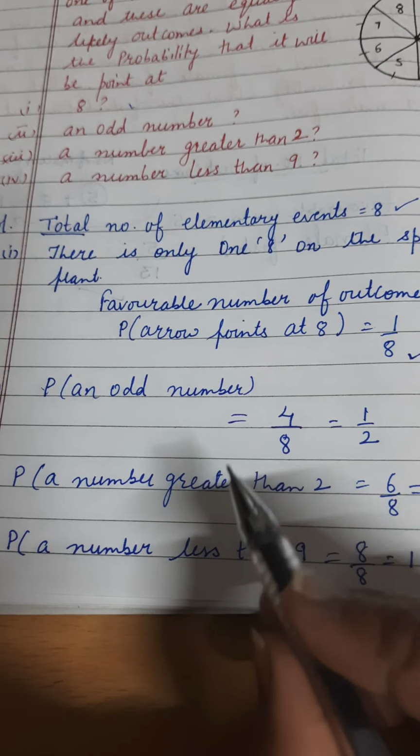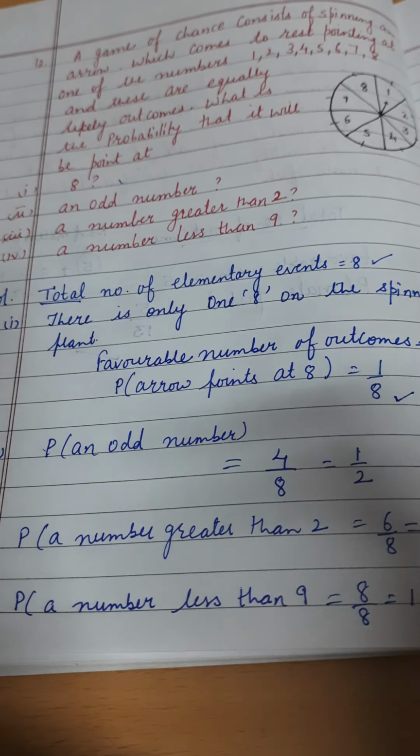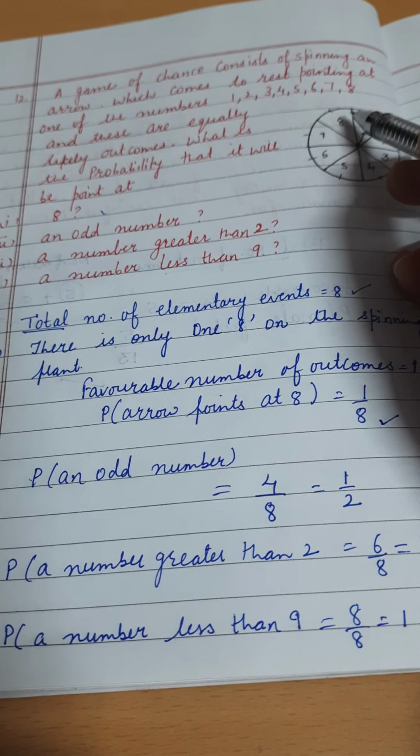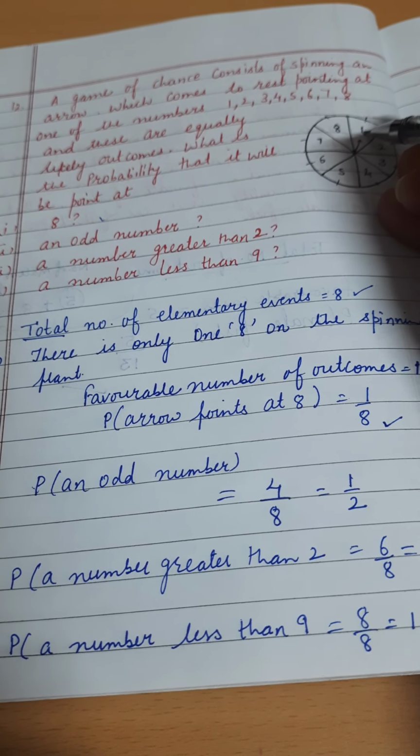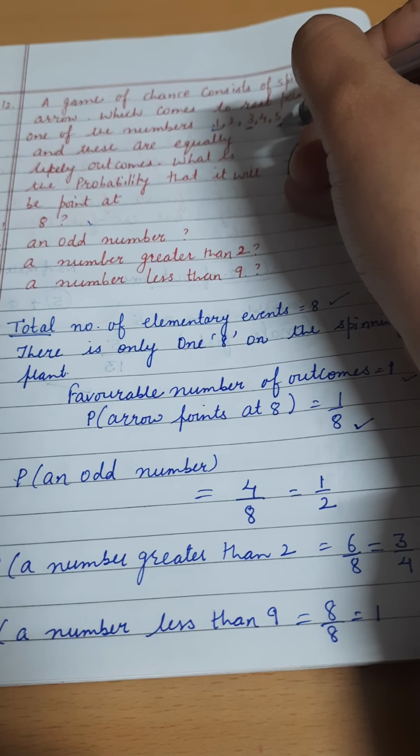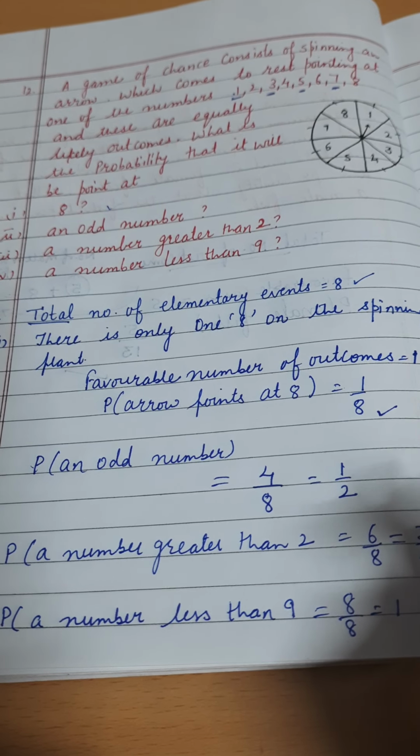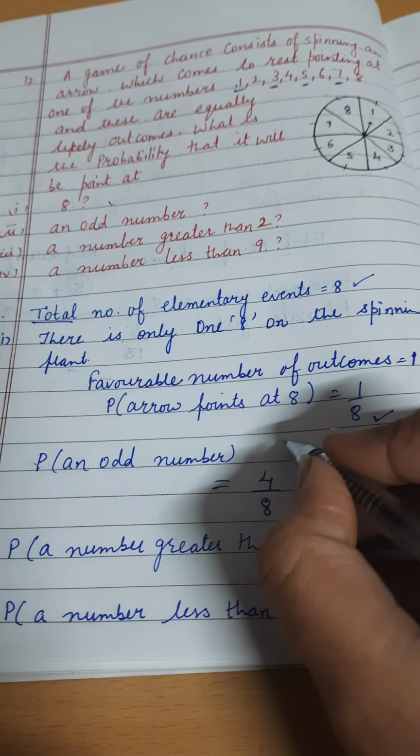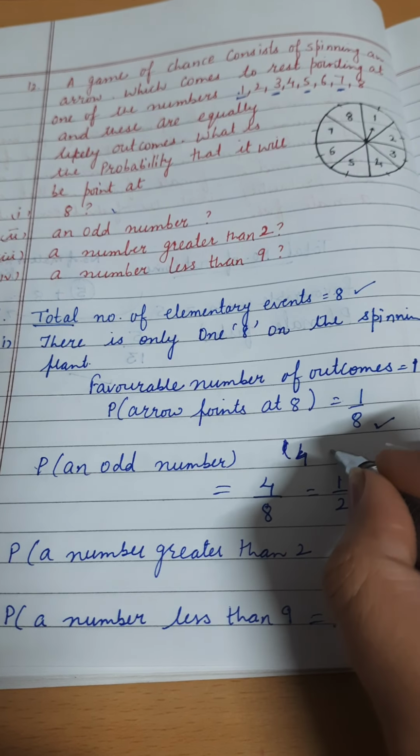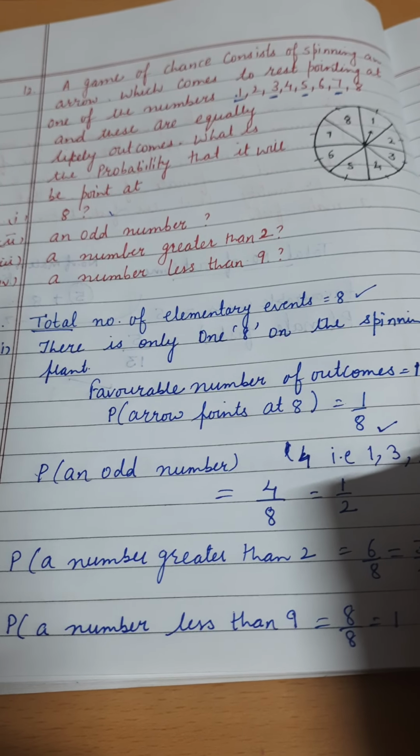Next we have to calculate the probability of an odd number. Now you can see we have numbers 1, 2, 3, 4, 5, 6, 7 and 8. From these, the odd numbers are 1, 3, 5 and 7. So the favorable cases will be 4, that is, odd numbers 1, 3, 5 or 7.